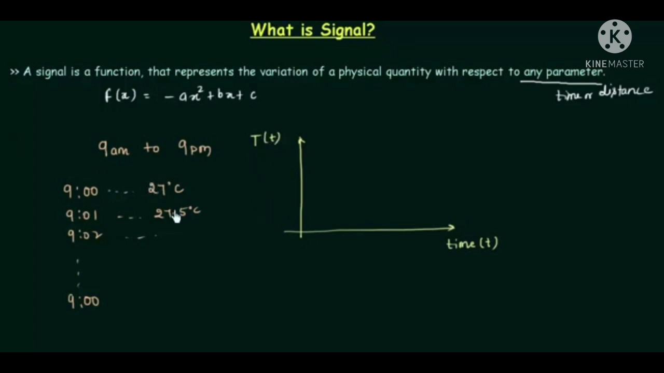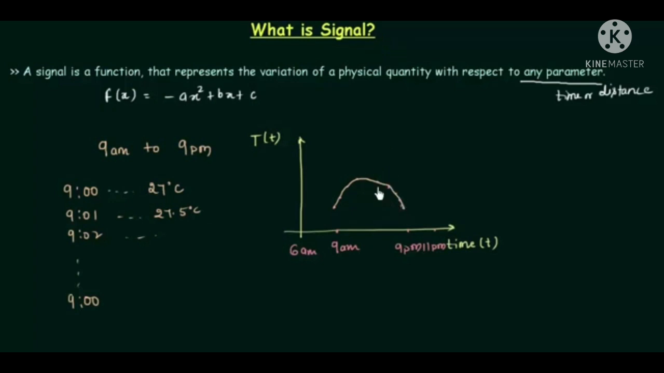Now we can plot these values. Let's say our origin is 6 a.m. and this point is 11 p.m. This is 9 a.m. and this one here is 9 p.m. So we will just show the temperature for the different times, and let's say it comes like this. Then we can join these points and we will have our function like this.